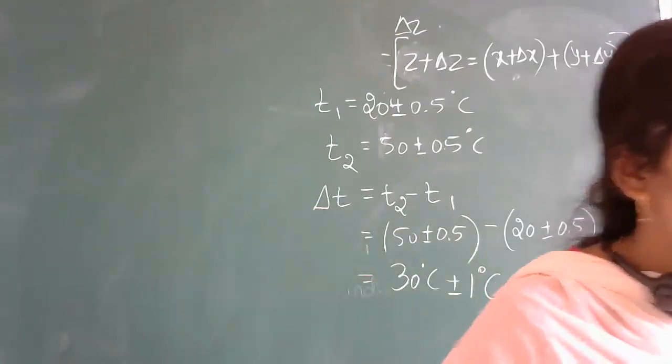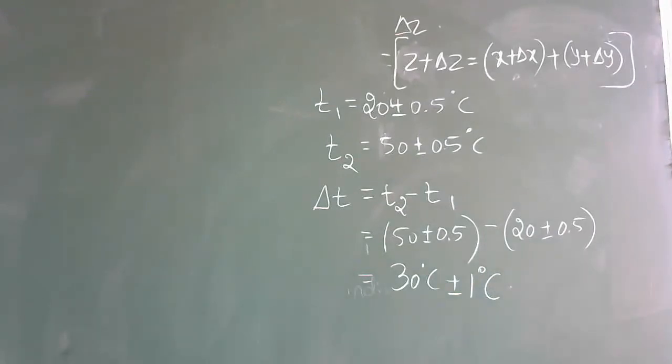Whatever plus or minus people mention, that will be your error value. You add the errors when writing plus or minus, so it can be 31 degrees Celsius or 29 degrees Celsius. Because the body temperature is given as 20 plus or minus 0.5, it can be 20.5 or 19.5. T2 is 50 plus or minus 0.5, so it can be 50.5 or 49.5. So according to absolute error, you can write it as 30 degrees Celsius plus or minus 1 degree Celsius.